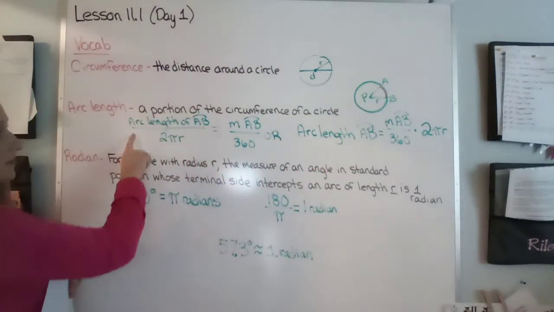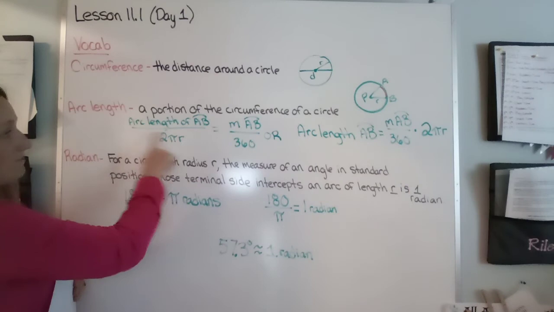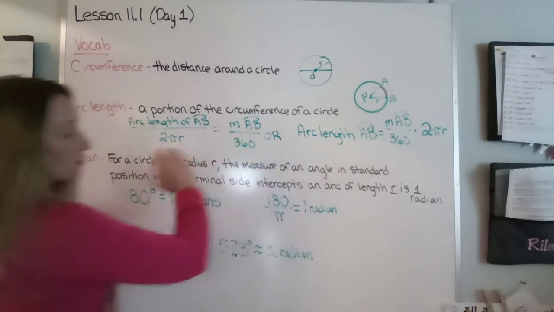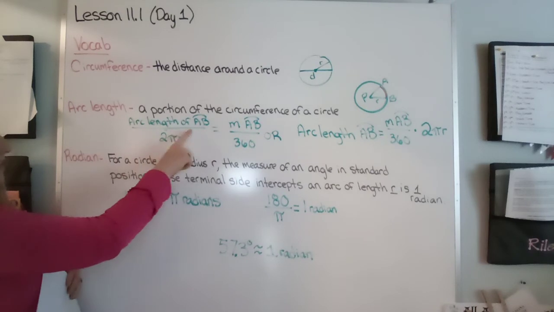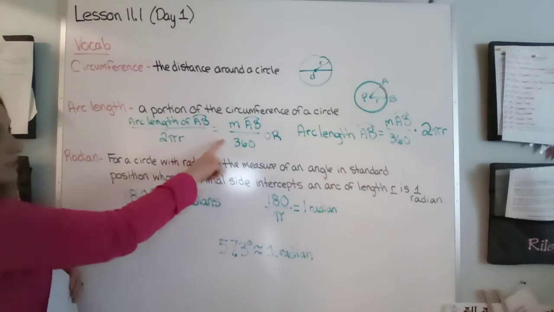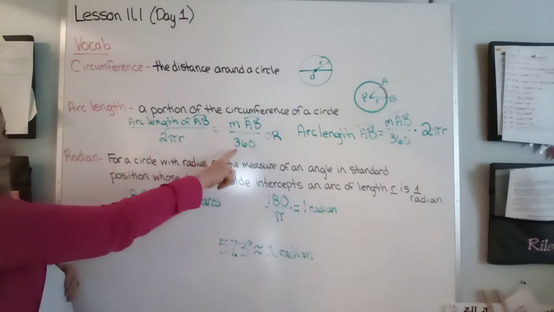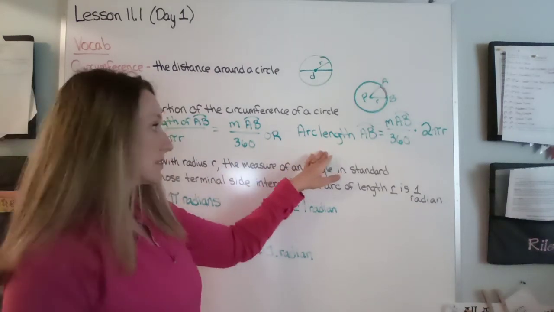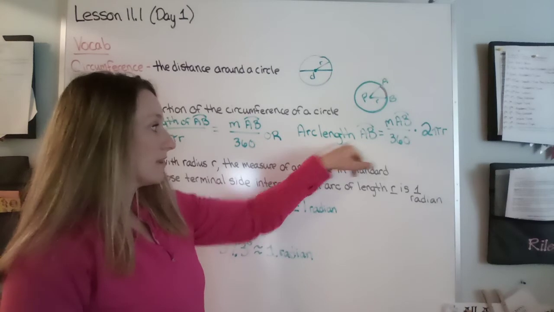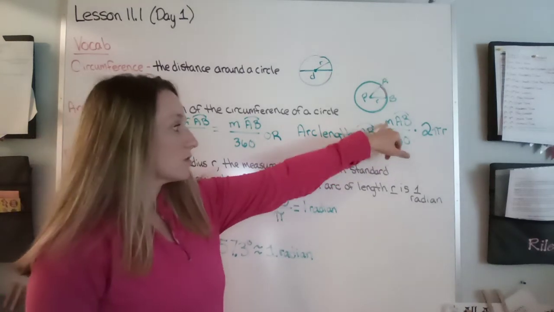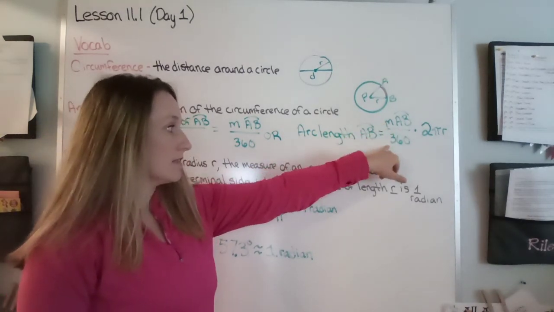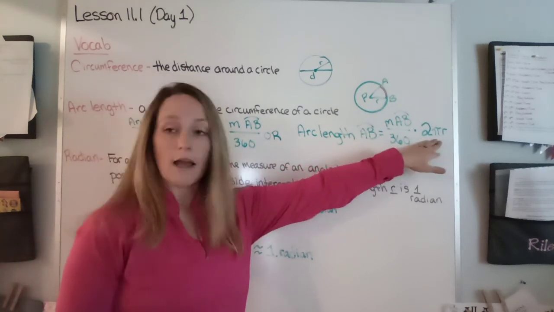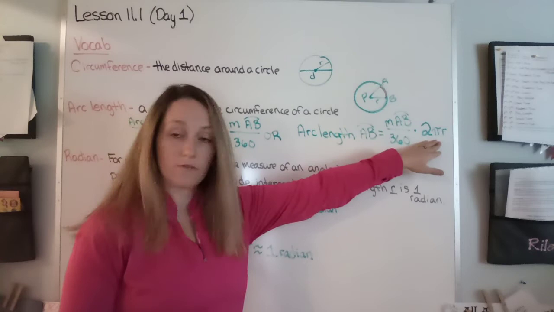If we wanted to find the length of arc AB, we could use this equation, but I tend to use this one more, but I'll read both. This says the arc length AB over 2 pi r is equal to the measure of arc AB over 360. Again, the formula I tend to use is the second one: the arc length of AB is equal to the measure of arc AB divided by 360 times 2 pi r. 2 pi r is our circumference formula.